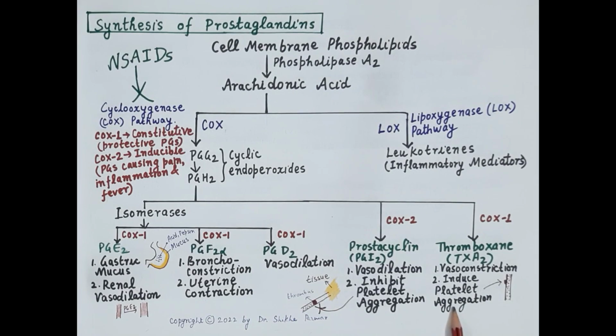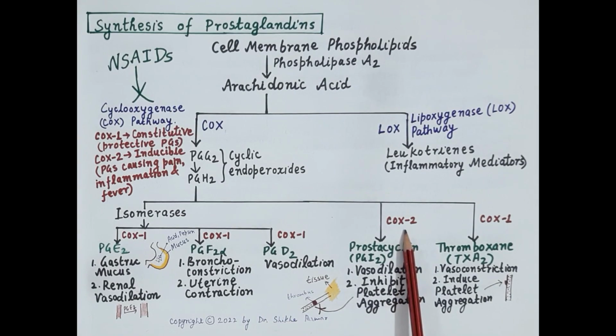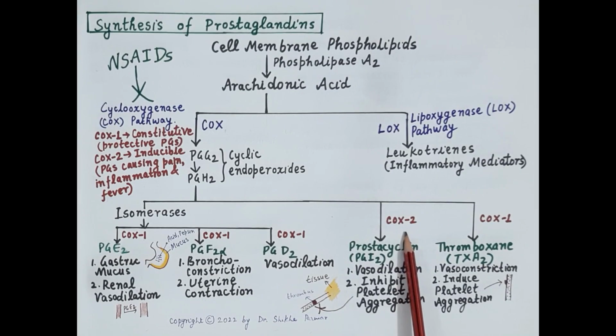Now, second type of NSAIDs are preferential COX-2 inhibitors like diclofenac and aceclofenac. So, these drugs inhibit COX-1 as well as COX-2, but more inhibition of COX-2. So, again efficacious drug but with lesser side effect. But this COX-2 blockage reduces synthesis of prostacyclin, and reduction in the synthesis of prostacyclin causes more chances of the formation of thrombus and increased risk of myocardial infarction and stroke.